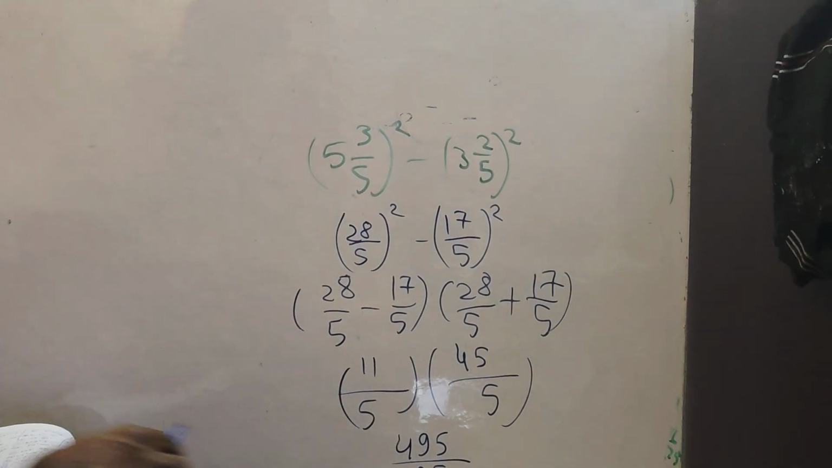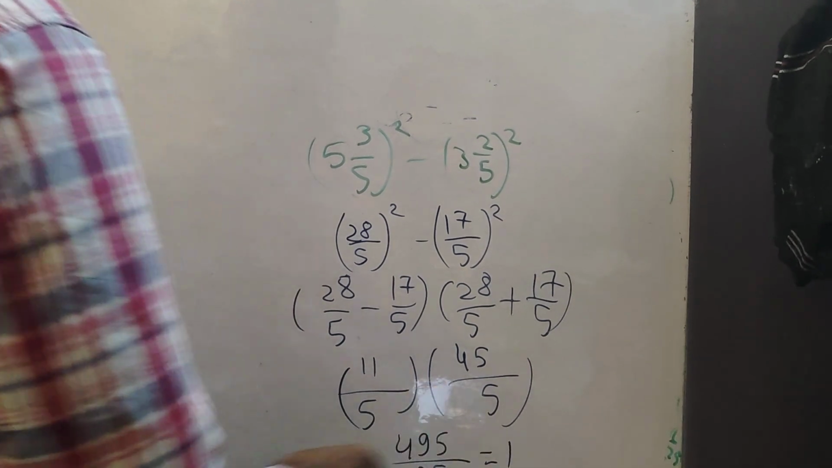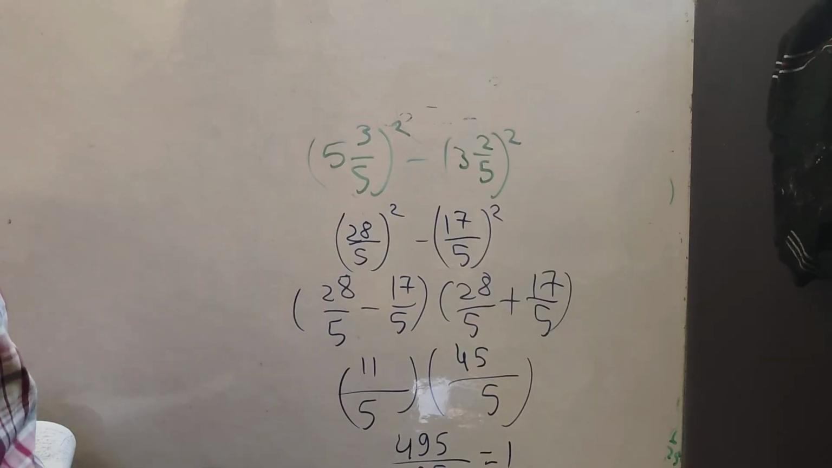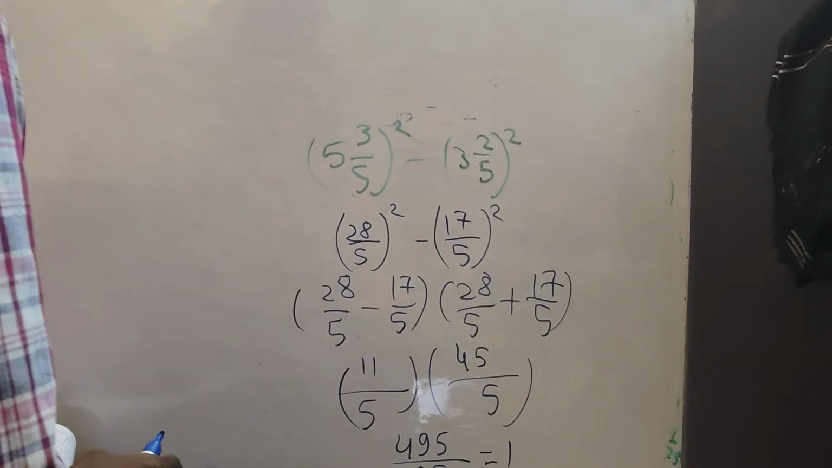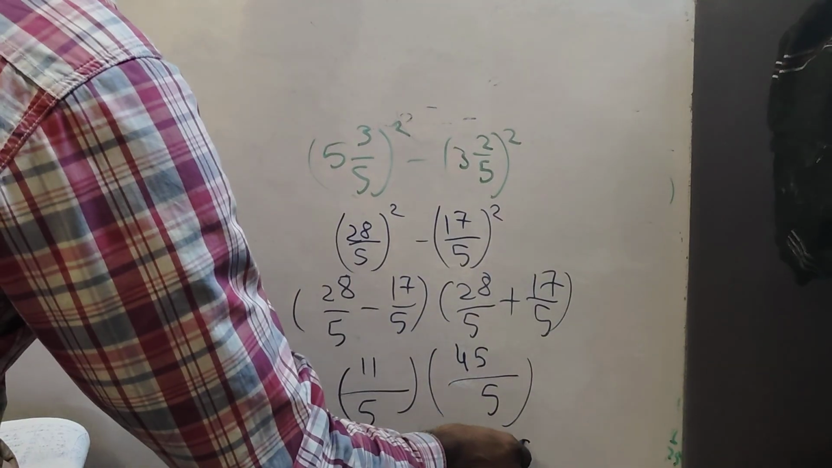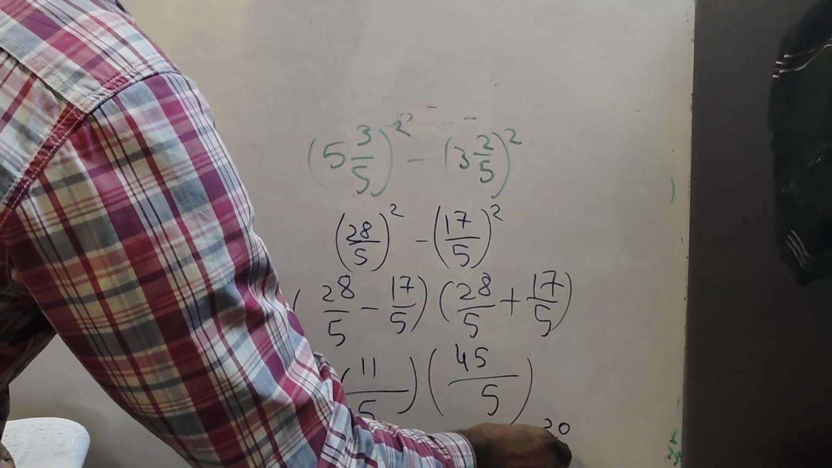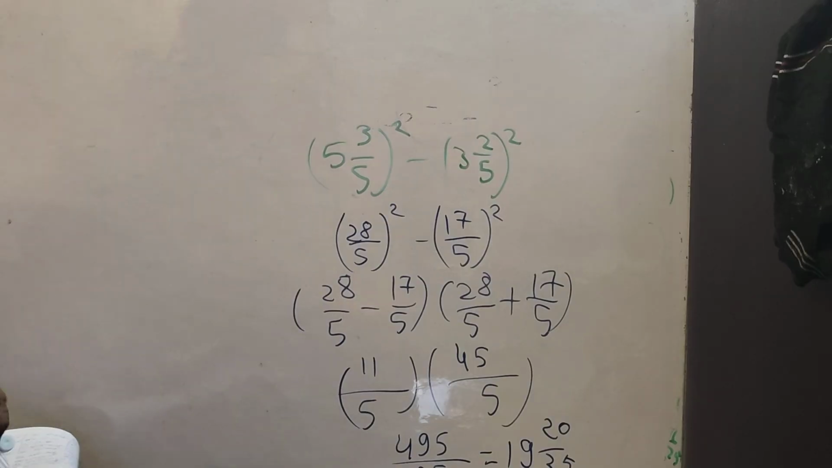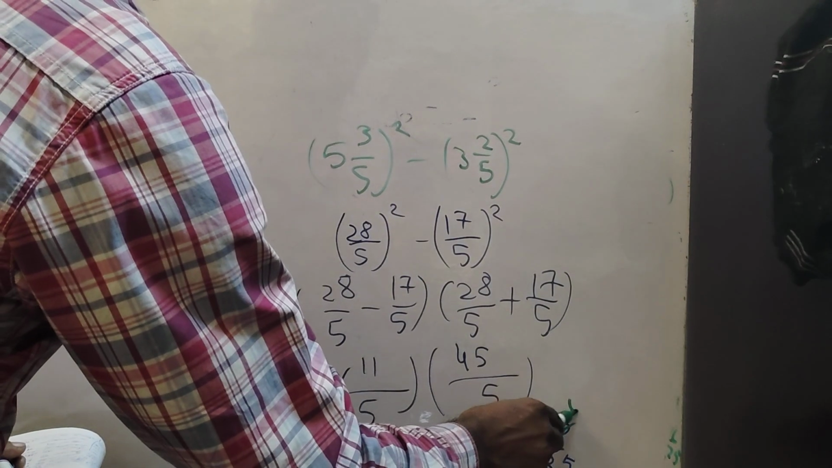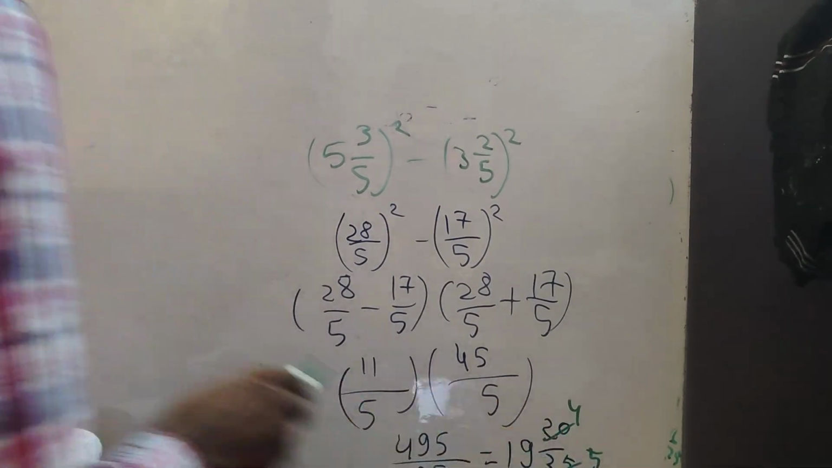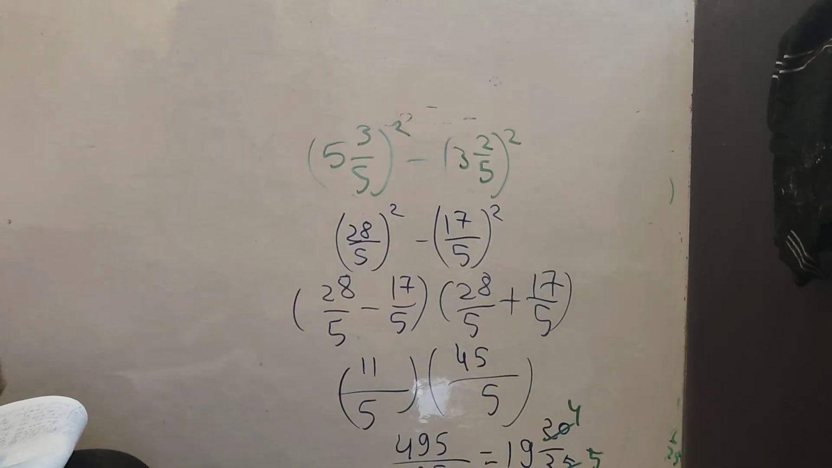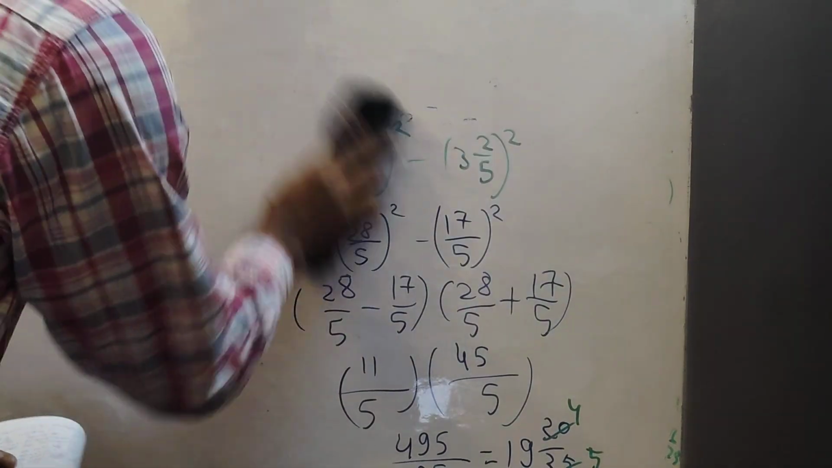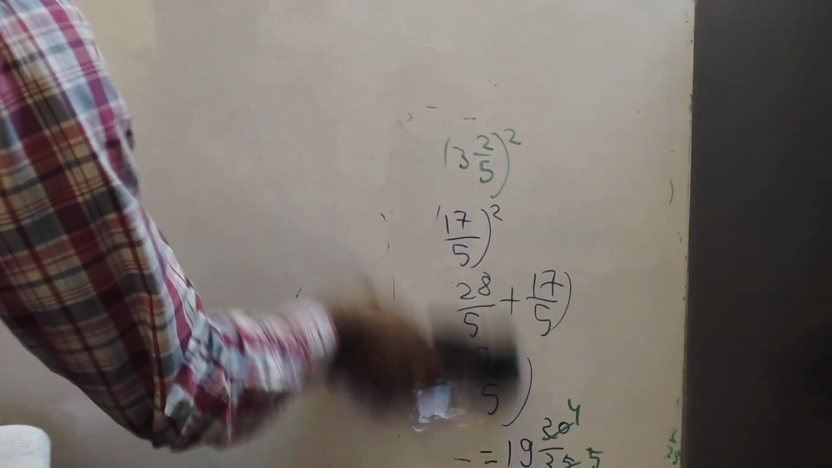495 divided by 25, it gives us: 25 ones are 25, and 24 remainder, 245. 9 twenty-fives are 225. So 19 and 20 over 25. 20 and 25 further cancel, so it gives us 19 and 4 over 5. Final answer. So in this way we have completed our doubt questions and answers.